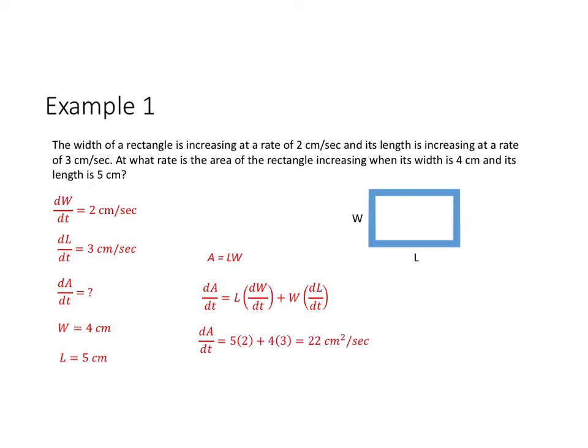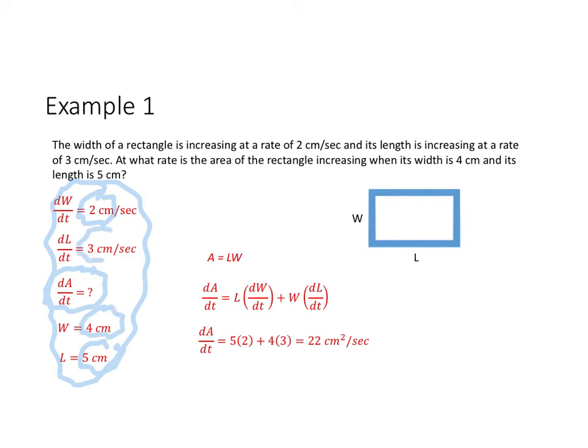Well, now we want to simply plug in what we know from all this given information that we had. So dA/dt, well, that's what we're trying to find, okay? L is simply equal to 5. dw/dt is equal to 2. So that first term is simply 5 times 2, plus W, which we know is equal to 4, times dl/dt, which is equal to 3. So that's 4 times 3. So we got 5 times 2 plus 4 times 3.